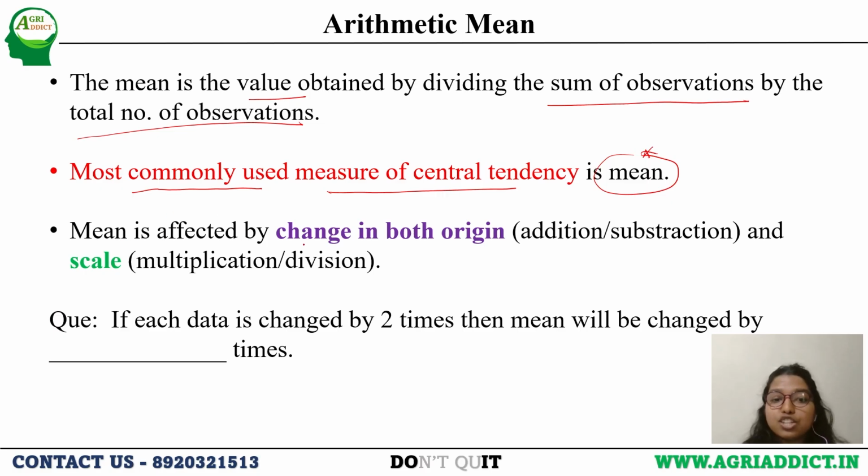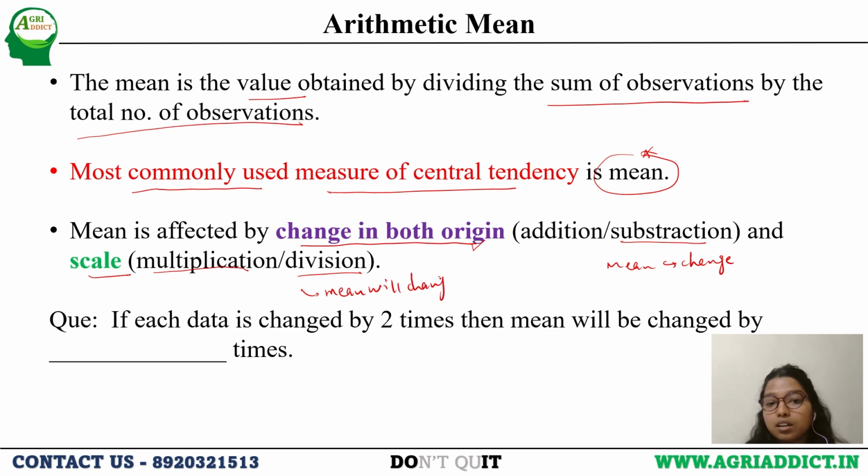Mean is affected by change in both origin and scale. What does it mean, origin and scale? Origin means if we are adding something to the data or subtracting something from it, then the mean will also change. It is going to be changed. And change in scale means if we are multiplying the data with something or dividing it by something, then also the mean will change.